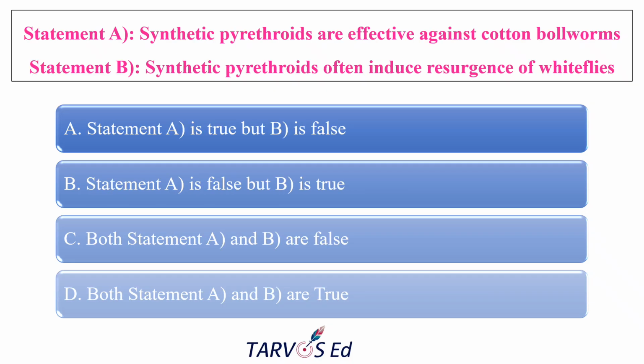Okay. So here two statements are given and they ask which statement is true and which one is false. So statement A is synthetic pyrethroids are effective against cotton bollworms.